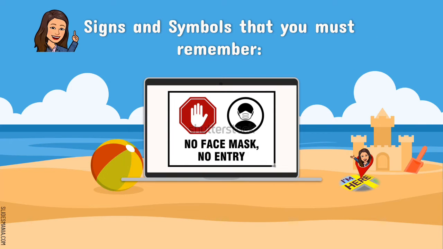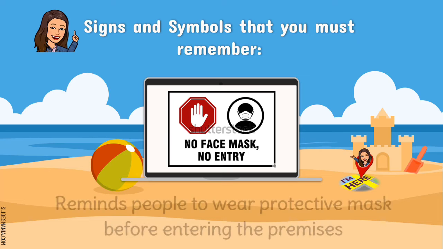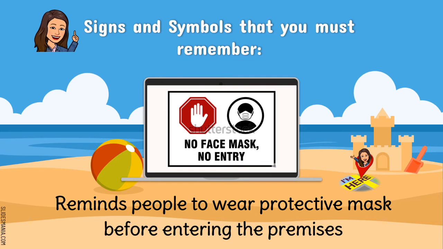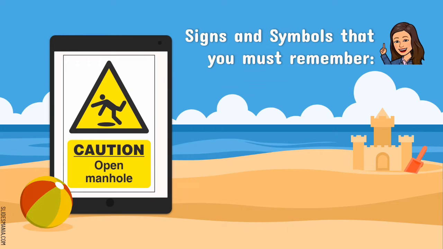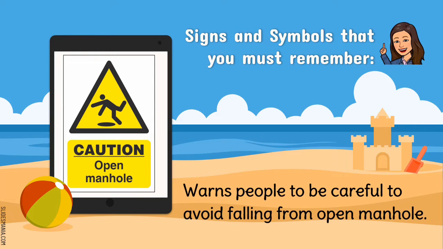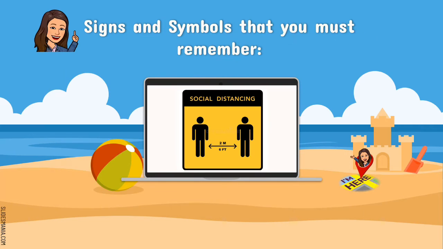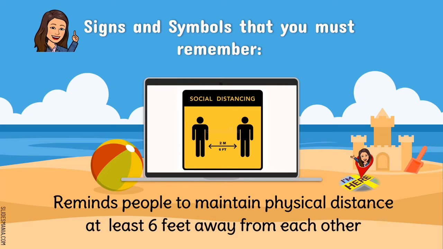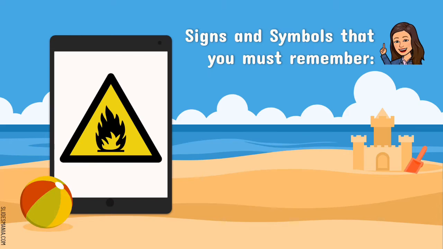Then, the no mask, no entry symbol. It reminds people to wear protective masks before entering the premises. The next signage is a symbol for an open manhole. It warns people to be careful to avoid falling from open manholes. The next one is a sign to maintain social distancing. It reminds people to maintain physical distance at least 6 feet away from each other.